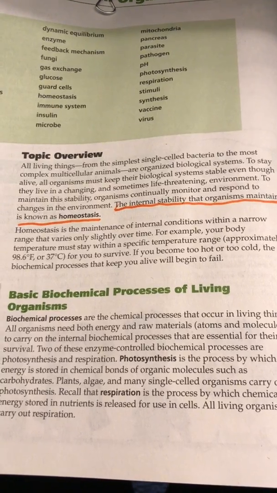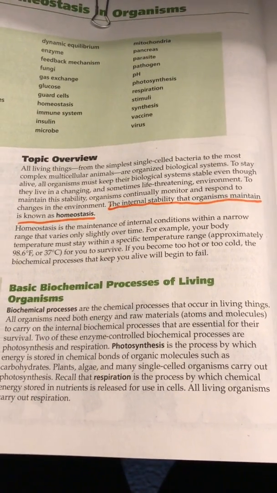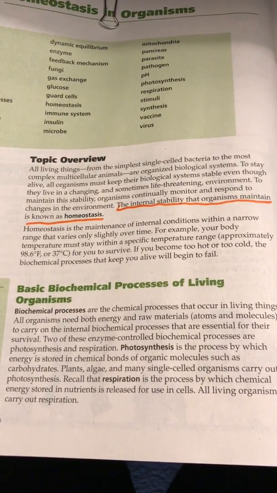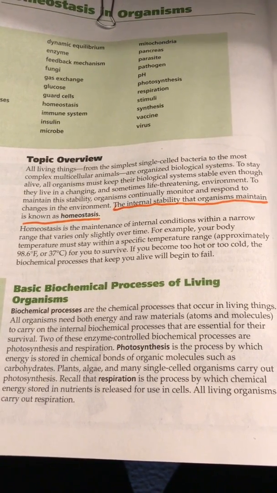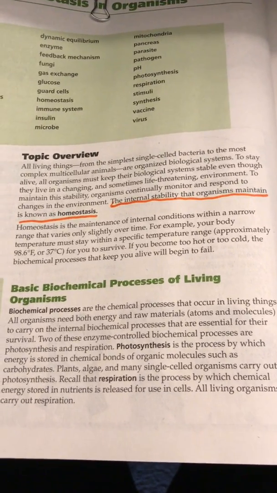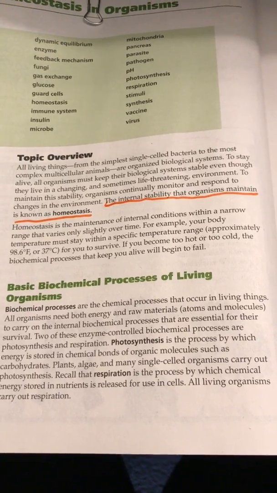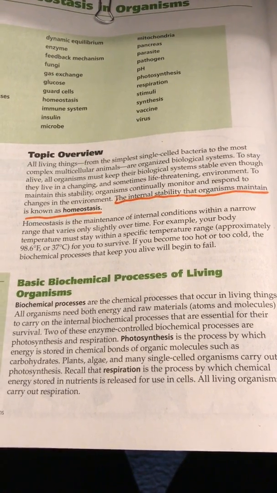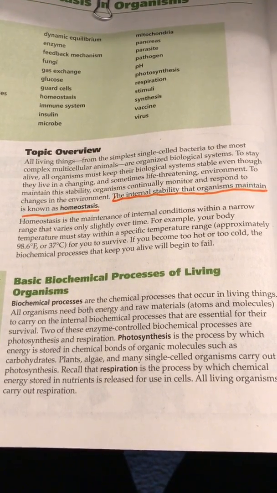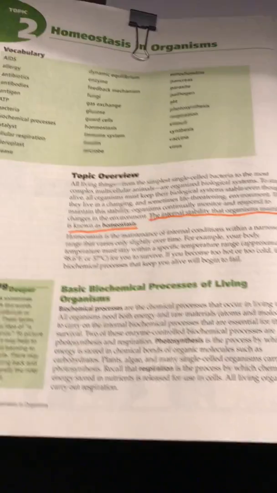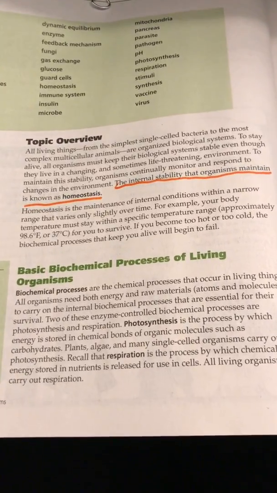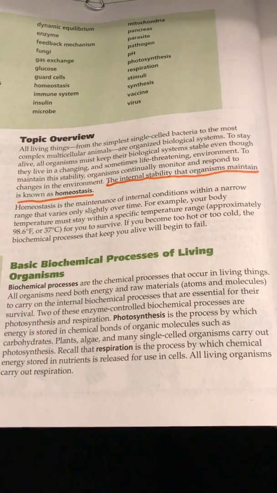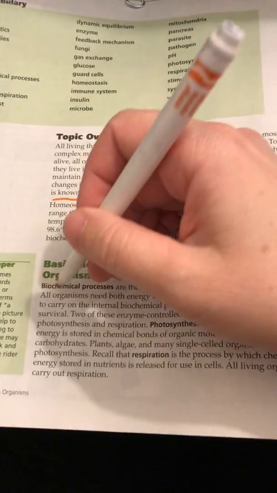For example, your body temperature must stay within a specific temperature range, approximately 98.6 degrees Fahrenheit or 37 degrees Celsius, for you to survive. If you become too hot or too cold, the biochemical processes that keep you alive will begin to fail. Basic biochemical processes of living organisms: biochemical processes are the chemical processes that occur in living things.